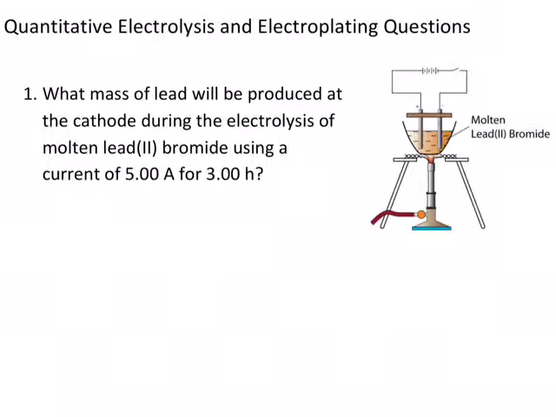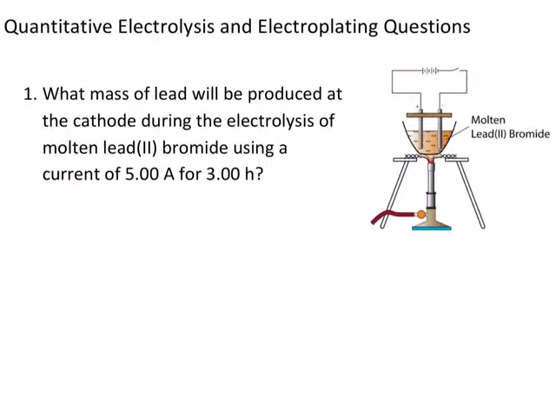you've got it right. So the first question says, what mass of lead would be produced at the cathode by the electrolysis of molten lead bromide using a current of 5 amps for 3 hours? Now, just a little bit of review from a qualitative perspective.